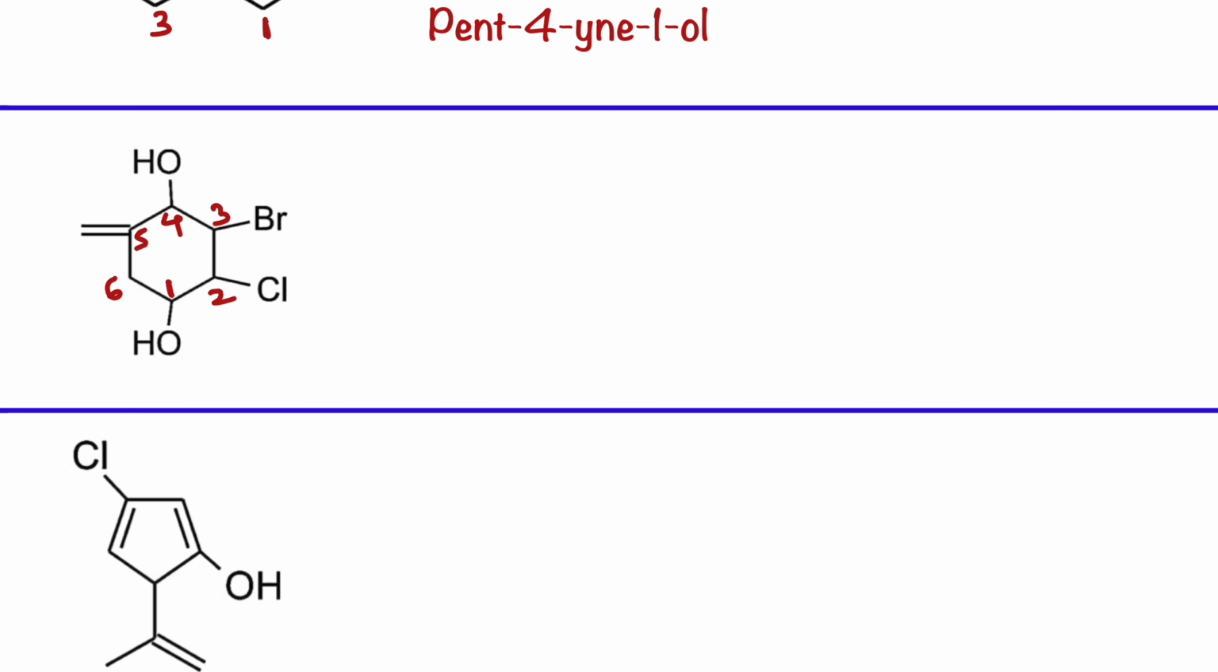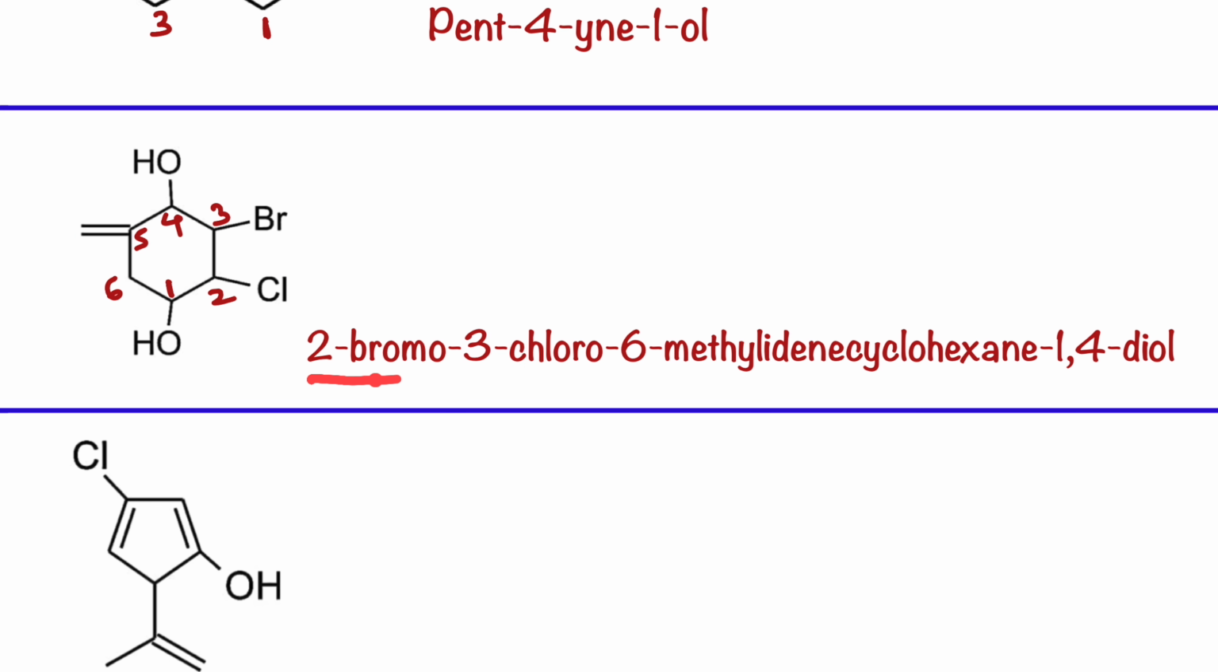So ultimately, we have bromo, chloro, and methylidene. Alphabetical order we have to follow. So 3-bromo, 2-chloro, 5-methylidene, cyclohexane-1,4-diol. The other numbering would give 2-bromo, 3-chloro, 6-methylidene, cyclohexane-1,4-diol.